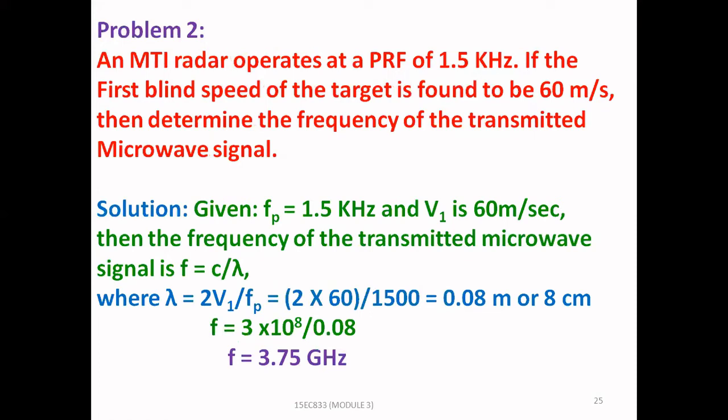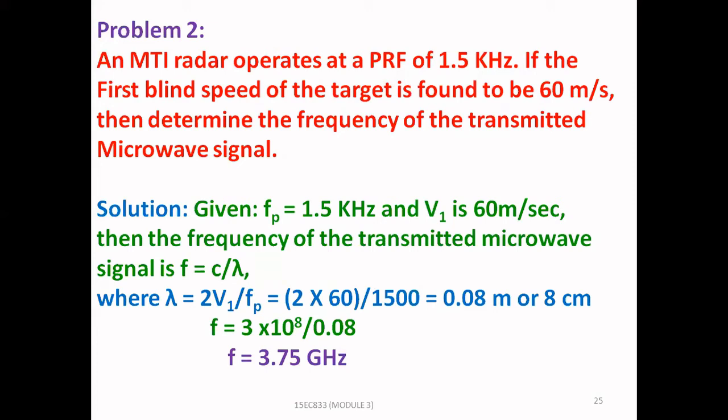Second problem or second example. An MTI radar operates at a pulse repetitive frequency of 1.5 kilohertz. If the first blind speed of the target is found to be 60 meters per second, then determine the frequency of the transmitted microwave signal.